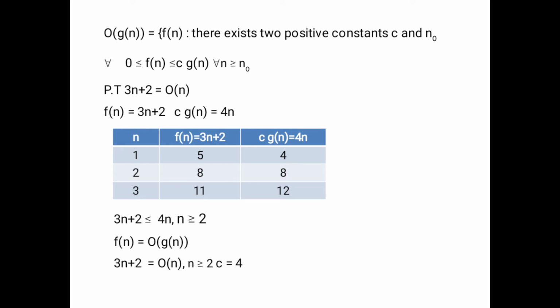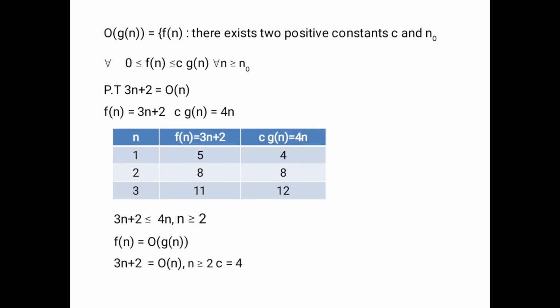Then next, n equals 2. Using the formula 3n plus 2, 3 into 2 plus 2 equals 8. Then c g of n, 4n, 4 into 2 equals 8. Then for n equals 3, 3n plus 2 equals 11, and 4n equals 12.